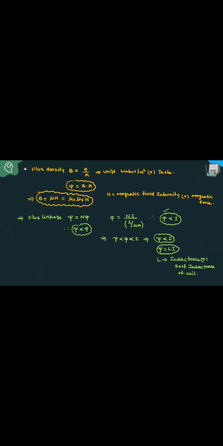That is, the flux linkage is proportional to the current flowing through the coil. Just like V is proportional to I, the voltage is proportional to the current, here the flux linkage is proportional to the current flowing through the coil. Then from this, what is the inductance L equal to? Inductance L equals psi by I. This is psi equal to N phi by I.